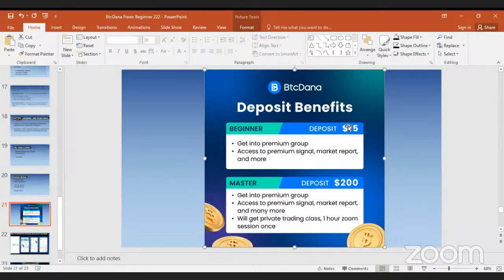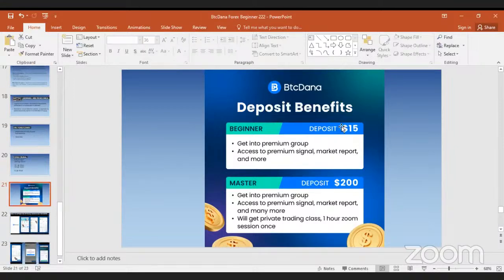So deposit at least $15 to get into the group, then deposit up to $200 to get into the master group. The benefit of the master group is you get a private one-on-one session with me, a 1 hour Zoom session, where we'll be discussing how to trade the financial market. If you have any problem, you can always contact me, and I'll guide you through whatever you need. So please, before our next class, make sure that you deposit $15. You can deposit using the banner below on your BtcDana application.